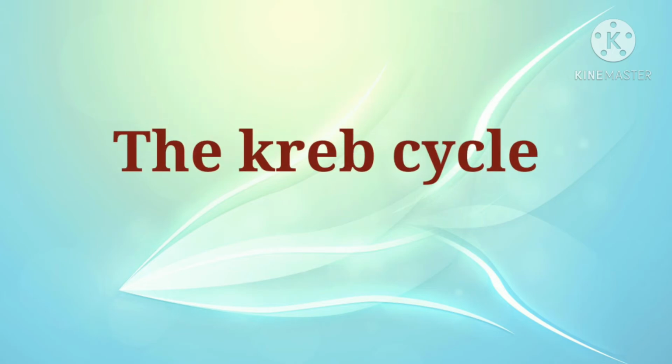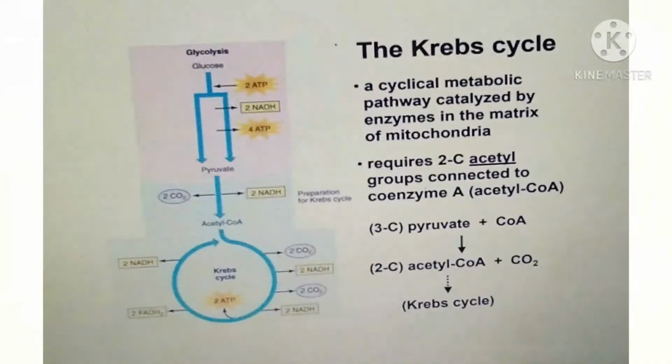The Krebs cycle is a cyclical metabolic pathway catalyzed by enzymes in the matrix of mitochondria. It requires 2-carbon acetyl groups connected to coenzyme A. 3-carbon pyruvate plus coenzyme A yields 2-carbon acetyl coenzyme A plus CO2. Krebs cycle.